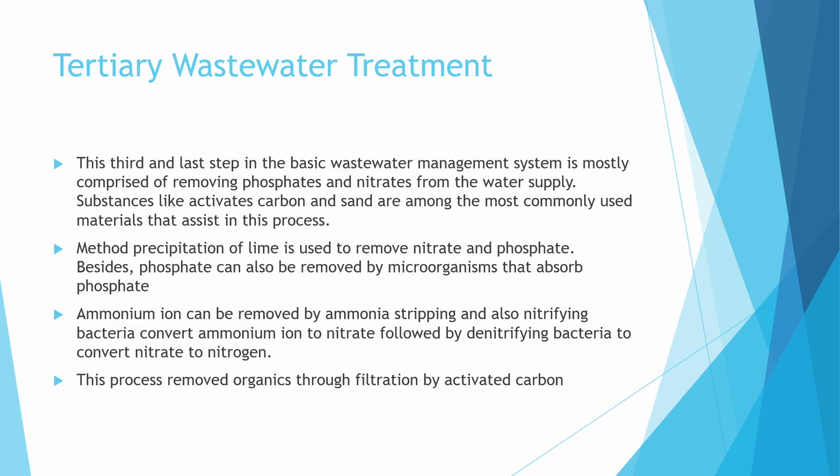Finally, the tertiary wastewater treatment is the last step in the basic wastewater management system. This process mostly comprises removing phosphates and nitrates from the water supply. Substances like activated carbon and sand are among the most commonly used materials that assist in this process. The method of lime precipitation is used to remove the nitrate and phosphate ions. Besides, the phosphate can also be removed by microorganisms that absorb the phosphate.